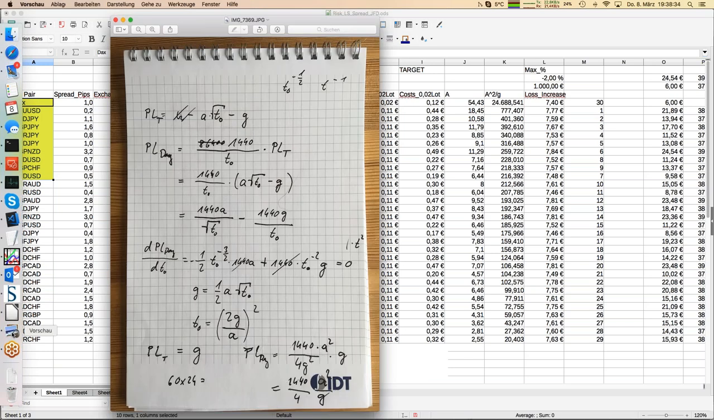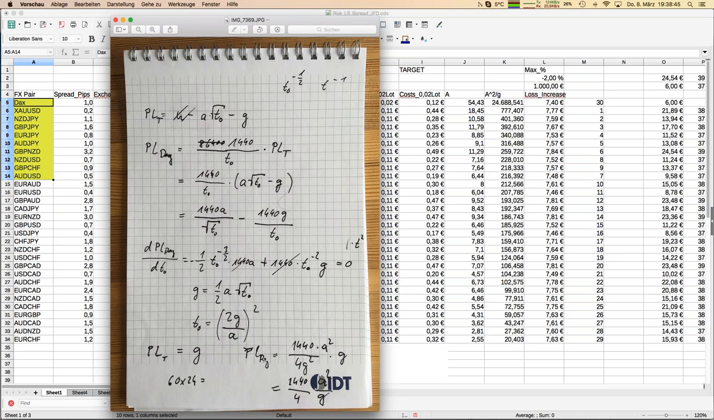Let me go to my handwritten paper here once again. And you see finally here in the very end of the page, I calculated the profit per day, and you see it's related something like A squared divided by G, which have been the costs. So what does that kind of equation tell you? It tells you the profit per day would be higher if the costs per trade go down, that we expected. Lower costs is higher profits, as expected.